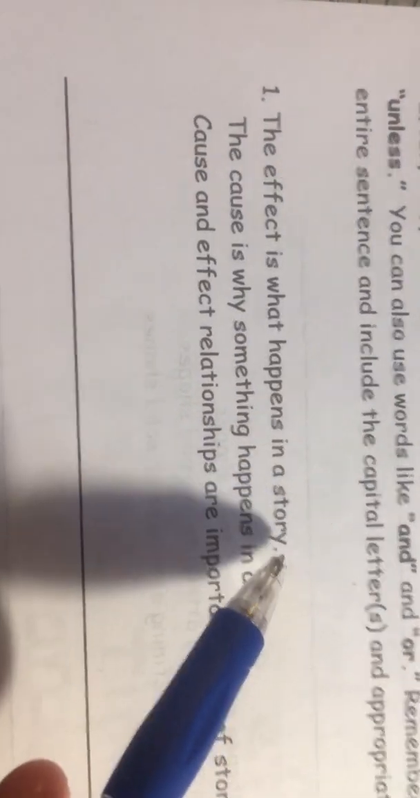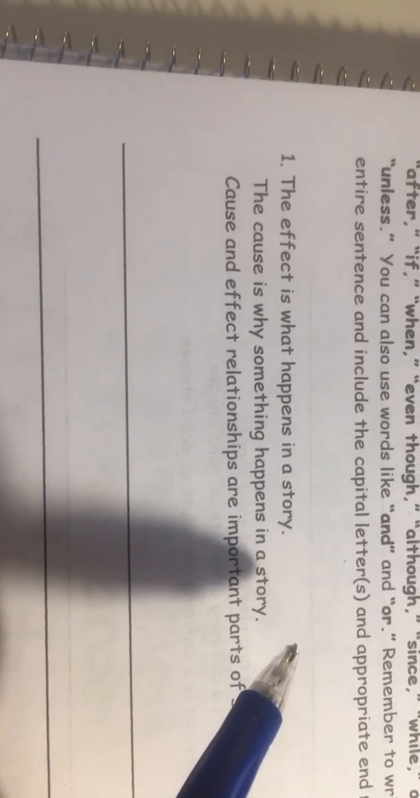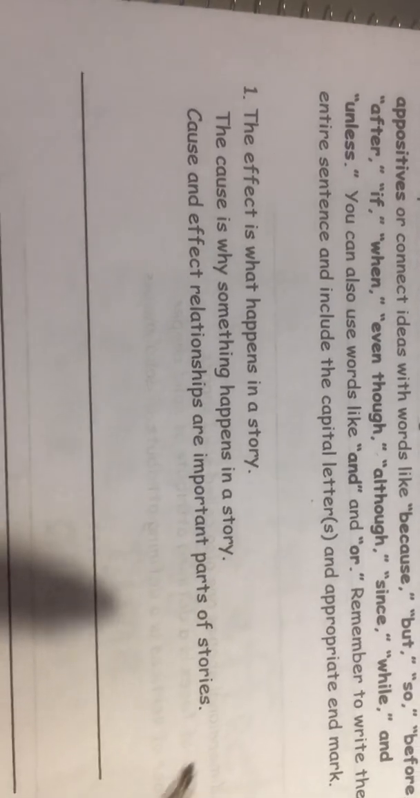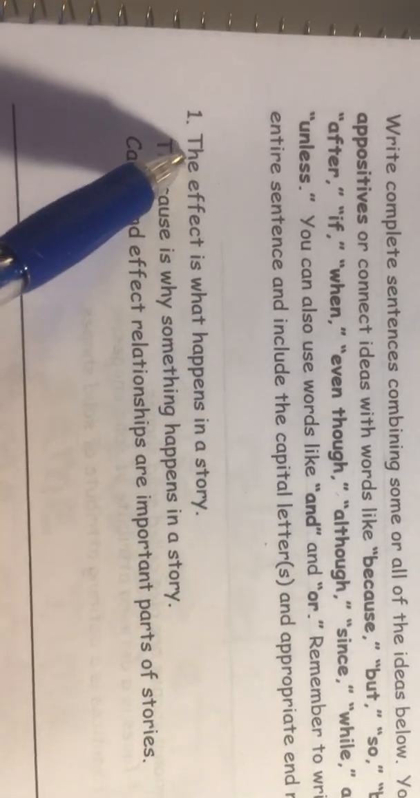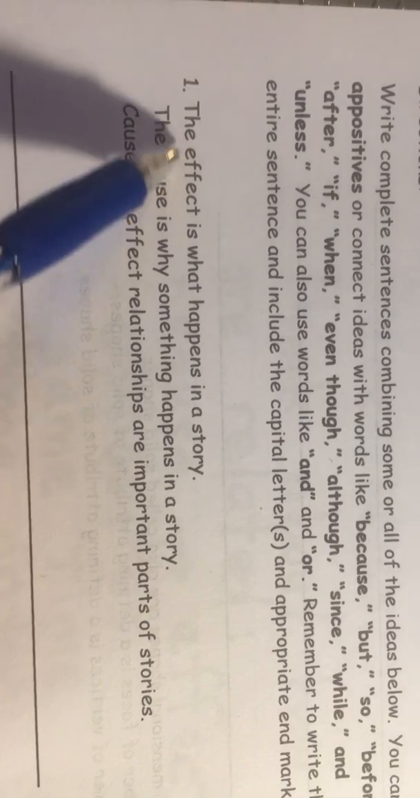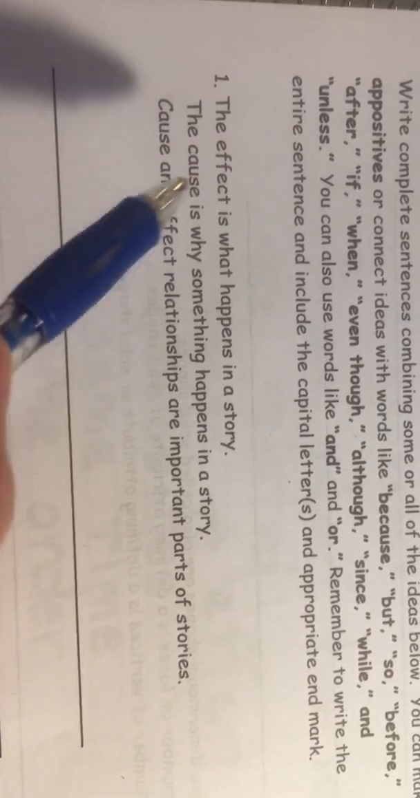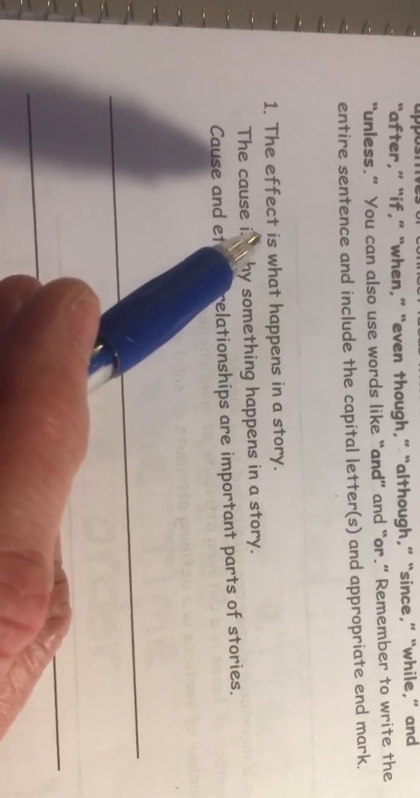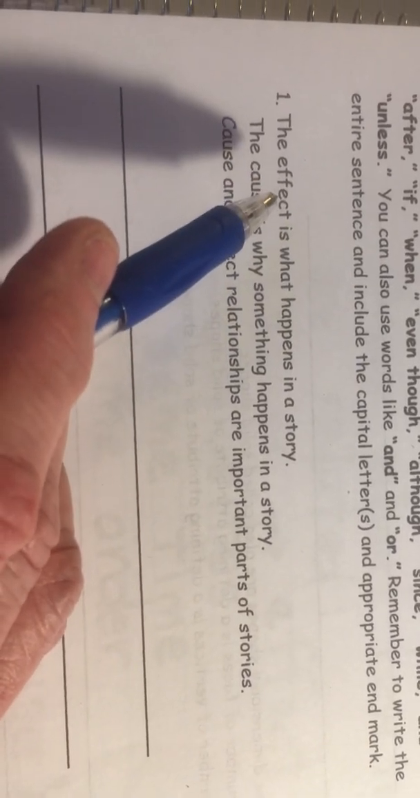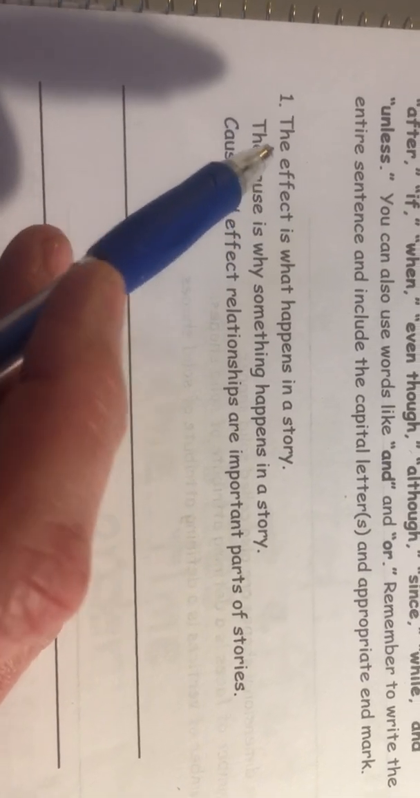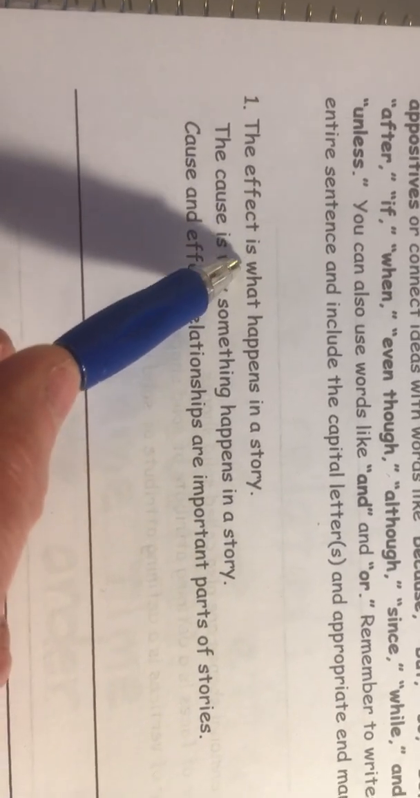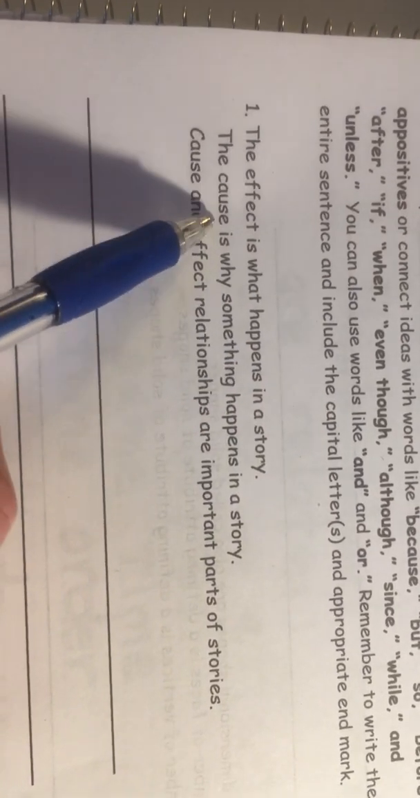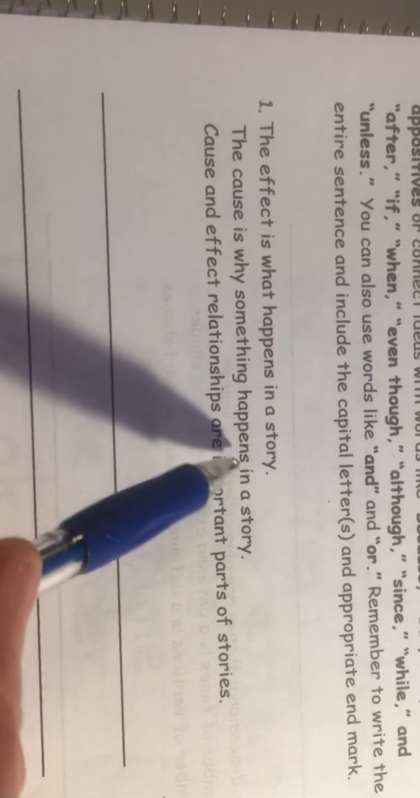We're going to read the three sentences and then try to figure out how they are related to each other. Okay, so let's read. The first sentence is the effect. These sentences are about things we've been studying at school, because I'm thinking that if you've been studying them, then you'll be able to figure out the relationship between them. It says the effect is what happens in a story. The cause is why something happens in a story.